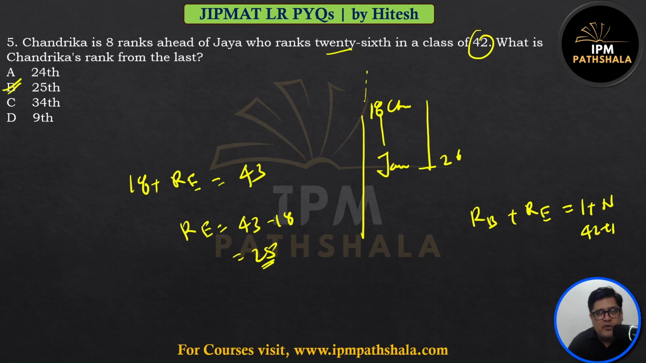You should absolutely be solving such a question. Very standard question. This is the only concept that you need to know. You should know, rank from beginning plus rank from ending is always 1 plus n. N is the number of elements in the line. This is called ranking question.